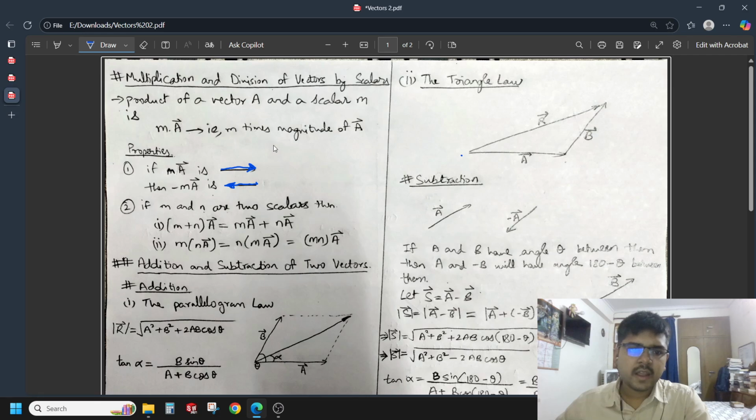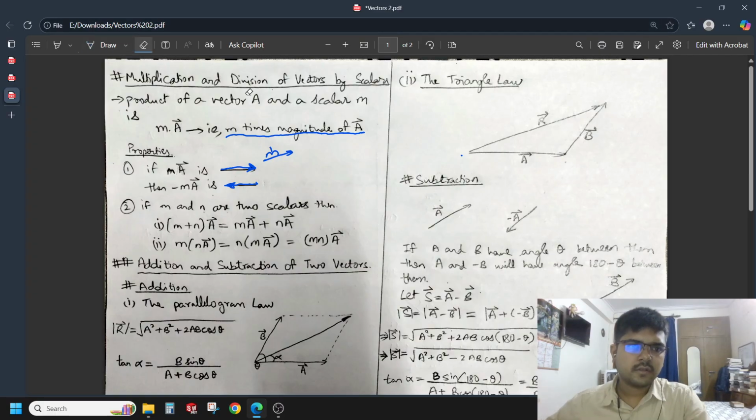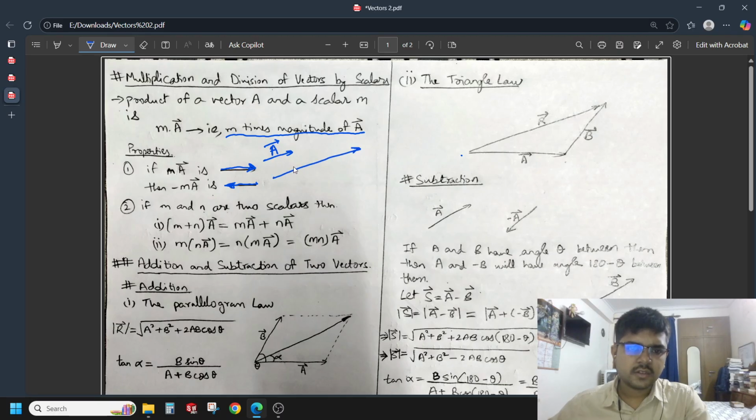Now if we multiply m with A, then the vector becomes m times the magnitude of A vector. This we have to understand. If this is a vector A and we multiply it by m, then it will become like this, m A vector.